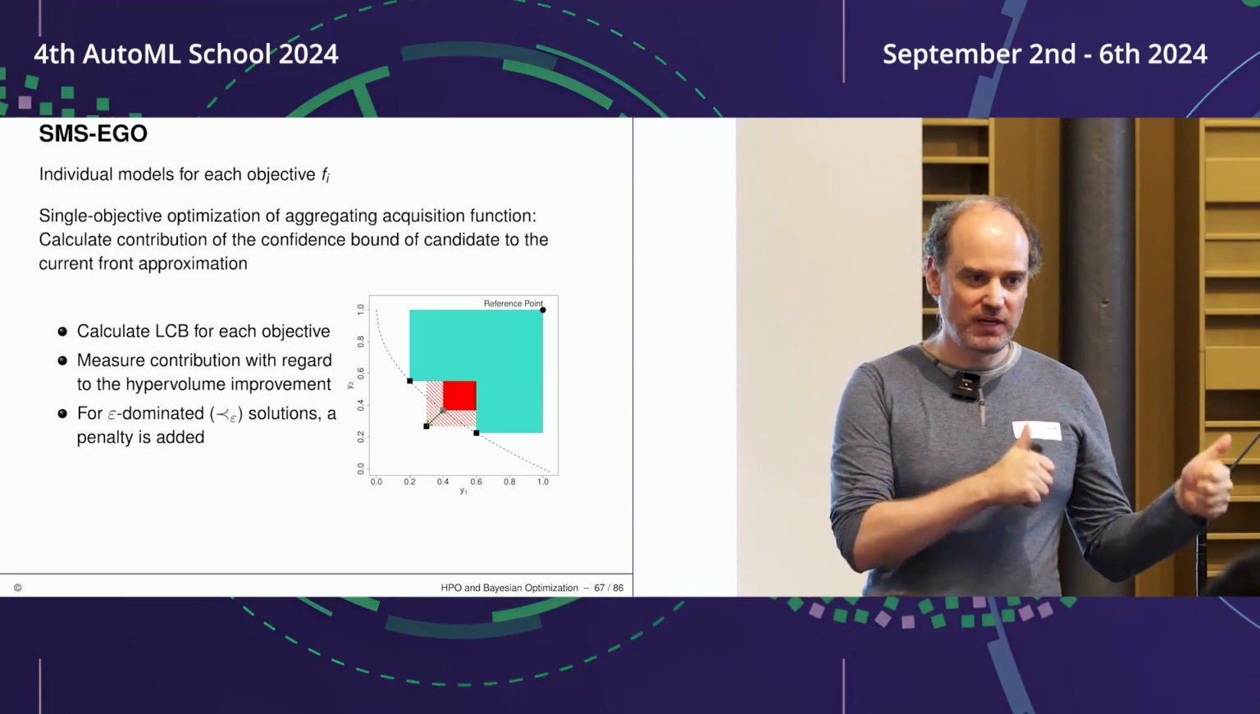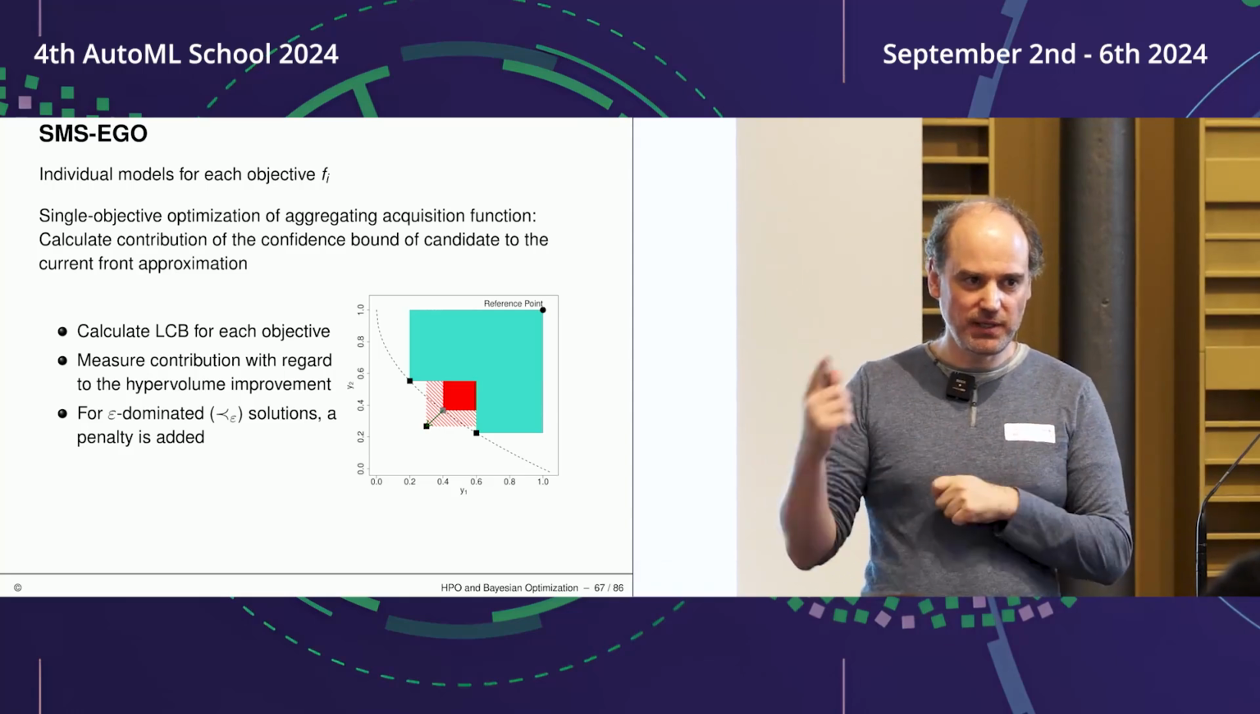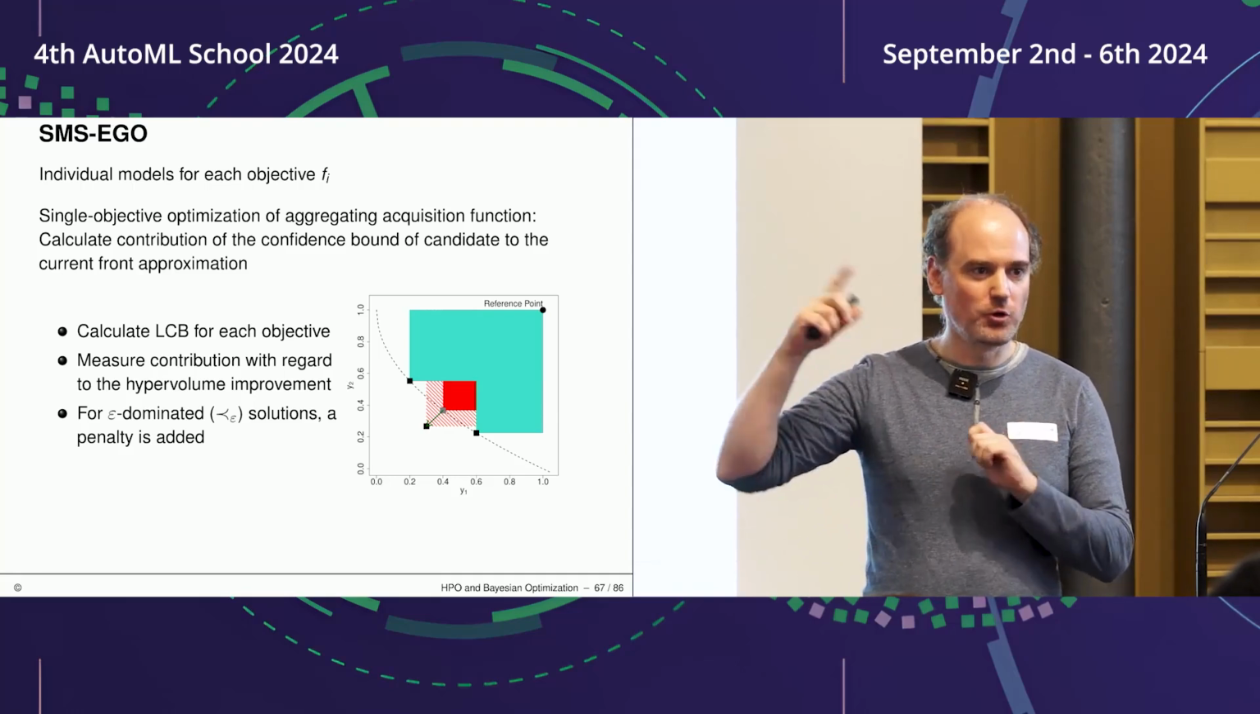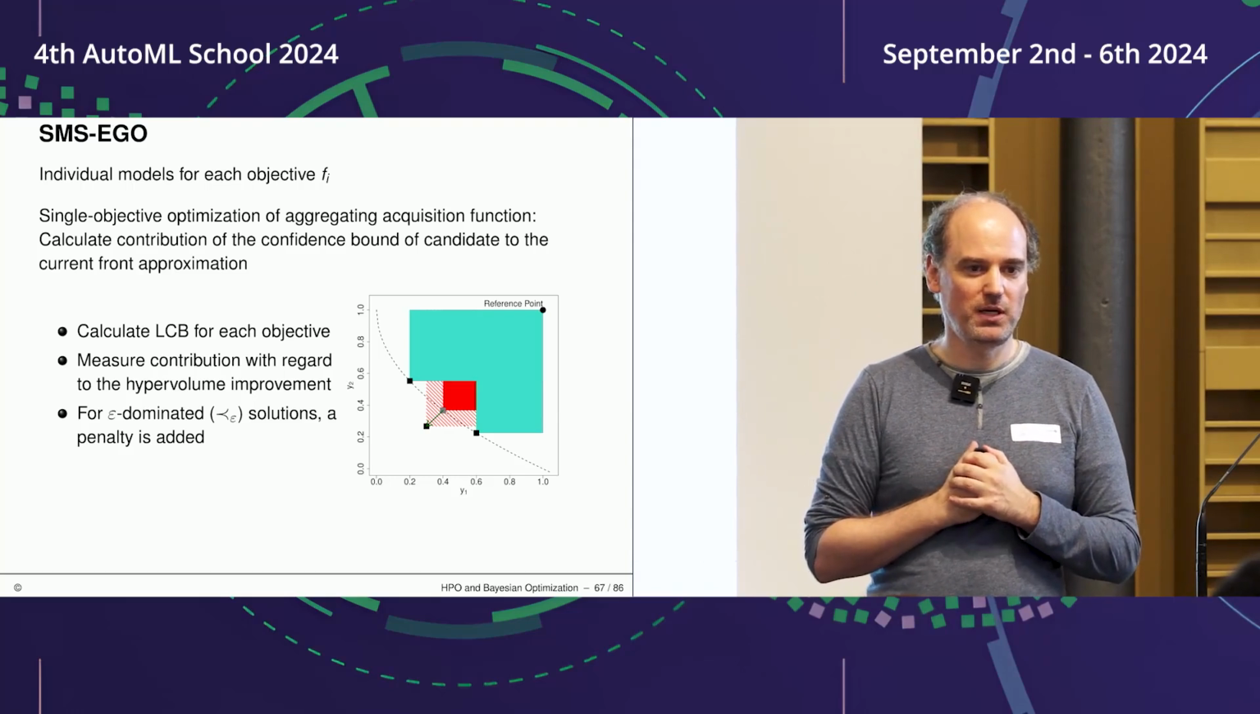Everybody knows about train validation test splits, nested resampling, nested cross-validation. Don't optimize on the cross-validation and put it in your papers, okay? Okay?